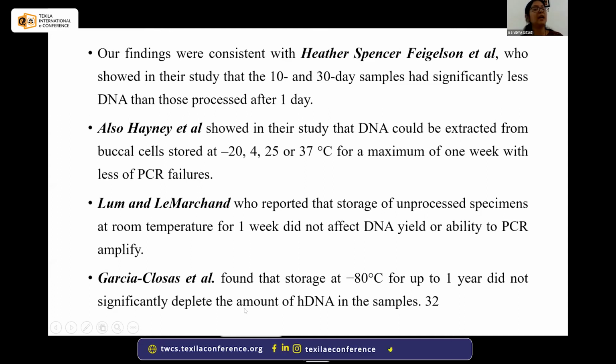Found that storage at minus 80 degrees centigrade for up to 1 year did not significantly deplete the amount of DNA in the samples. So here we see different temperature ranges which support that up to 10 days maximum was predominantly sufficient for the DNA to be extracted when stored at room temperature.